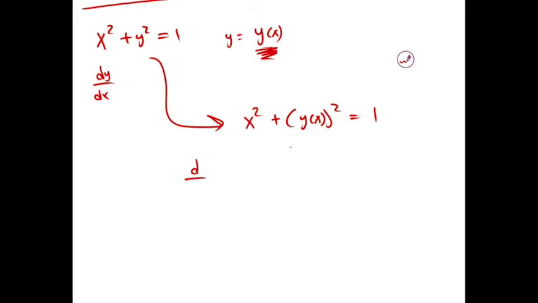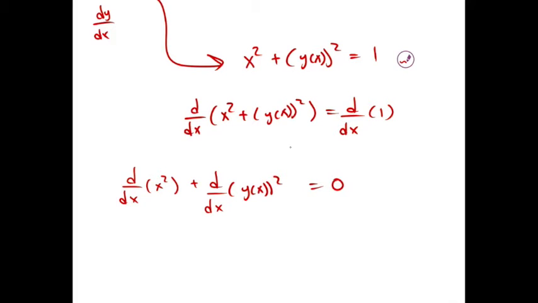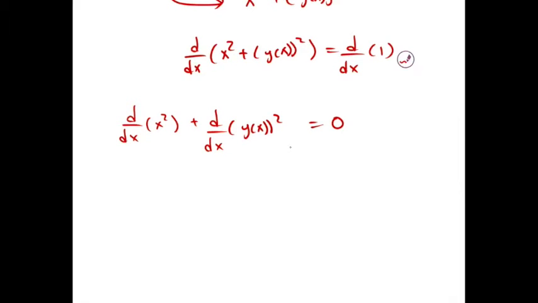Now if we take the derivative of both sides with respect to x, we can split this up. We know the derivative of a constant is 0, so we get 0 on that side. The derivative of x squared is 2x.